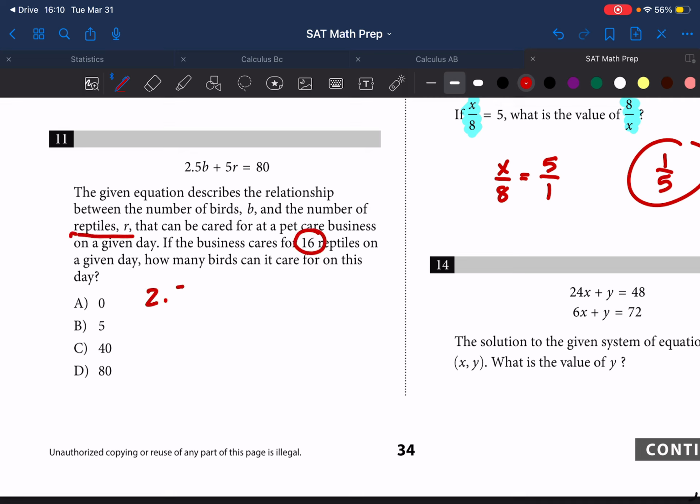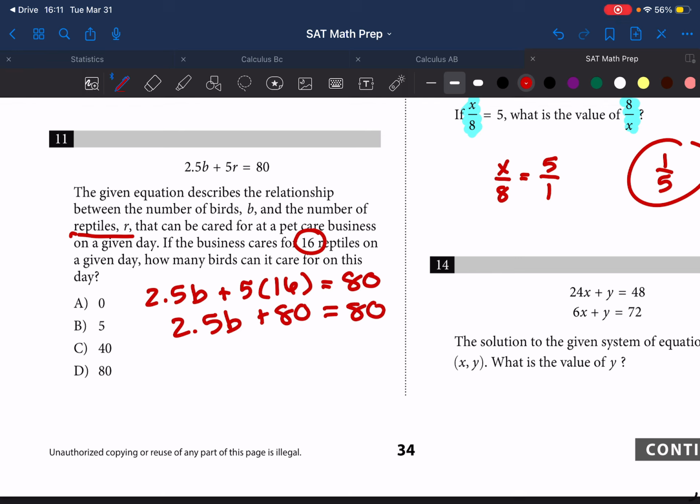So I'm going to do 2.5B plus 5 times R, which is 16, is equal to 80. So now that I only have one variable, I can solve for that variable. So first I have to do 5 times 16, which is 80. So 2.5B plus 80 is equal to 80. I subtract 80 from both sides, so 2.5B is equal to 0. Divide both sides by 2.5, and so B is equal to 0 divided by 2.5, which is 0, so our answer is A.